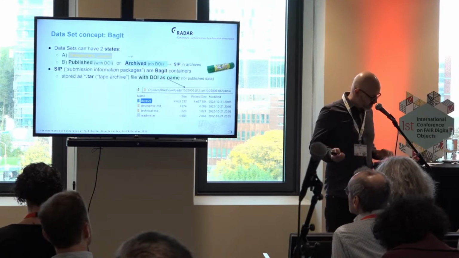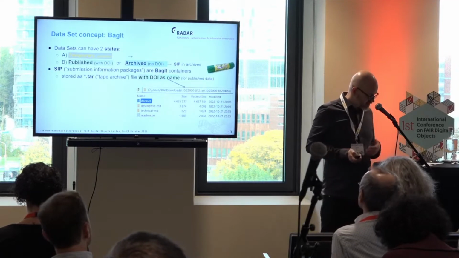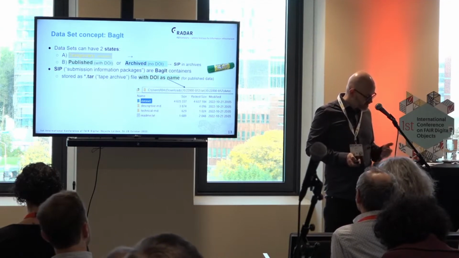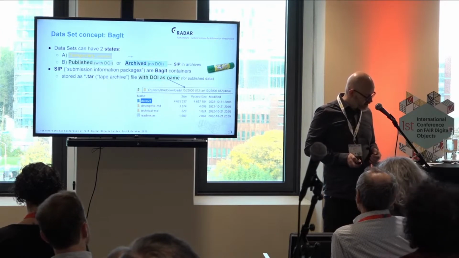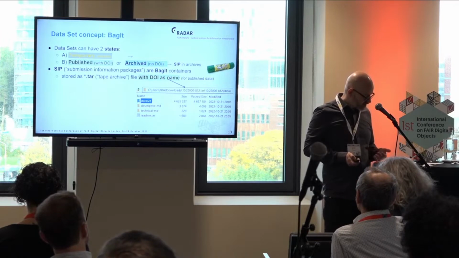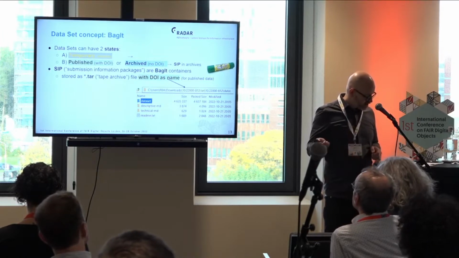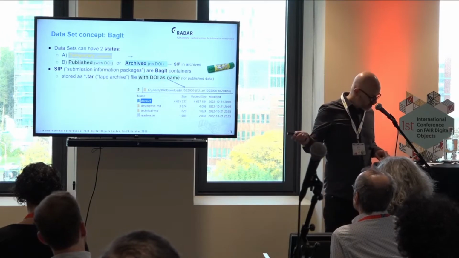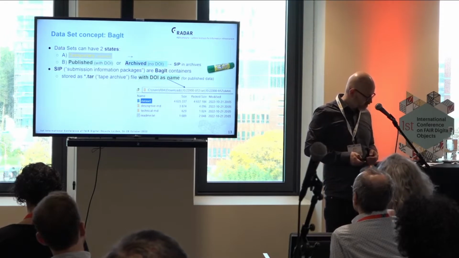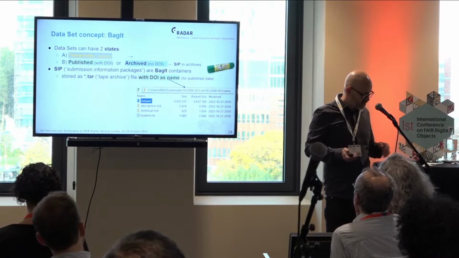Datasets can have several states. One is temporary, the other is published or archived. And for the archived or final datasets, submission information packages, short SIPs, are created, which are realized as BagIt containers, stored as tar files with the DOI as a name for published datasets. And on the lower side of this slide, you see a current example of this. This is a data folder with subfolders for dataset and metadata.